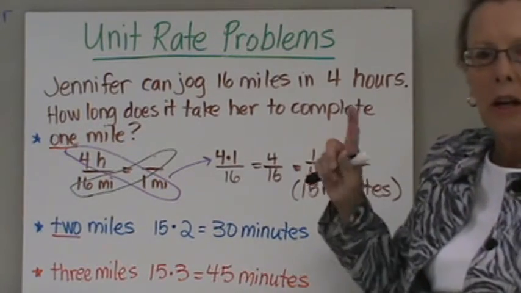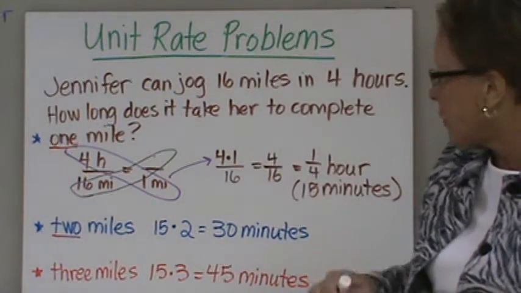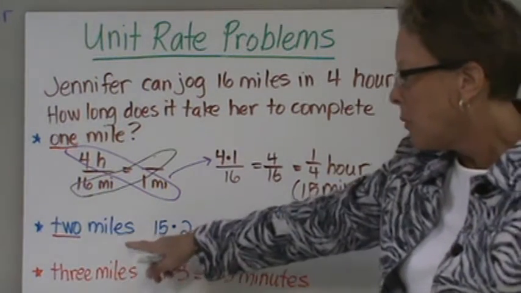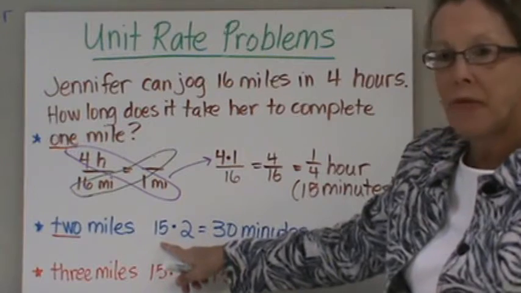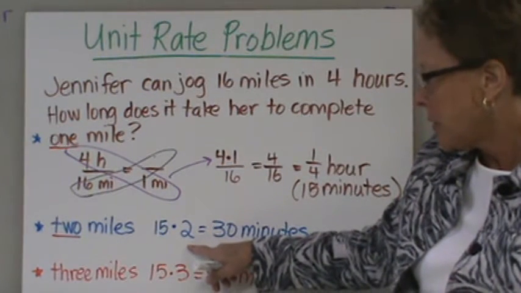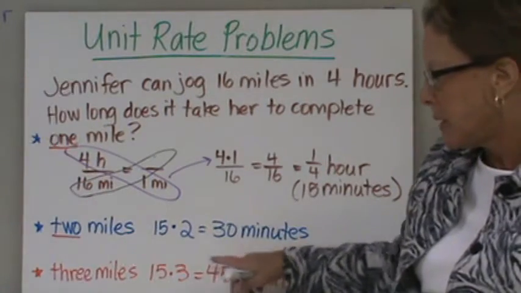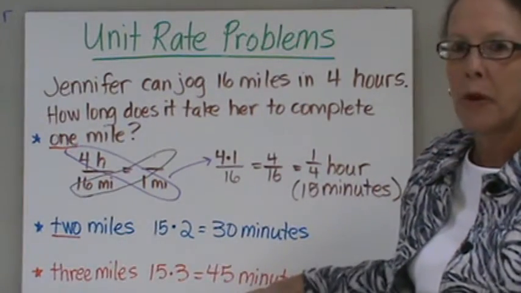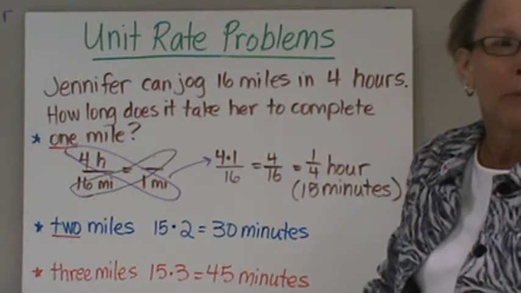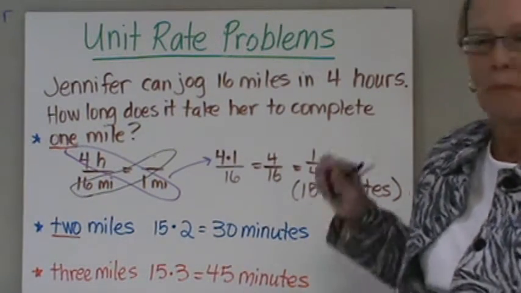We have to think of a clock. 1/4 of an hour is how long? It's 15 minutes, okay? 2 miles would take her how long? 15 minutes times 2 miles would take her 30 minutes, and 3 miles would take her 45 minutes. Now we all know Jennifer runs faster than this, so keep that in mind when you're doing your problems.